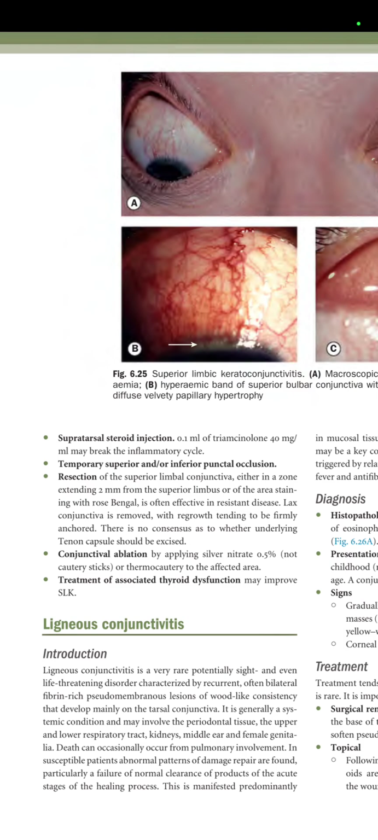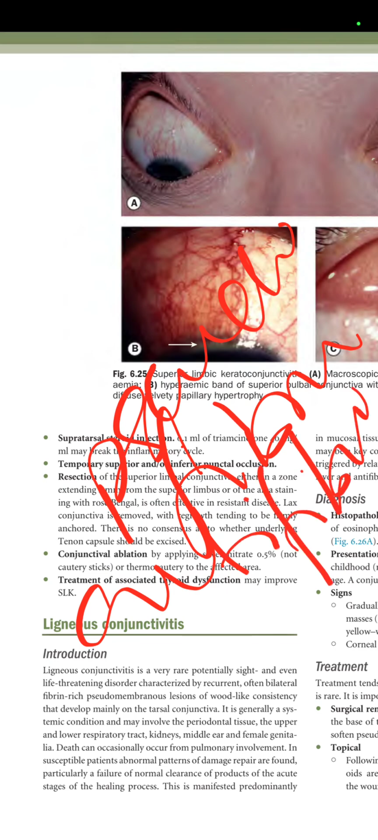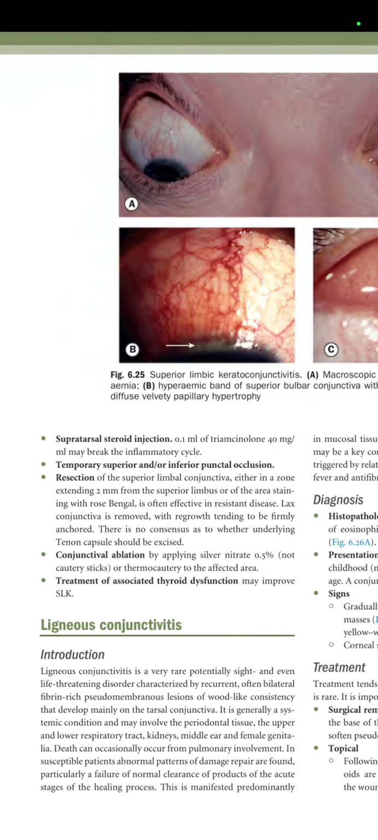Ligneous conjunctivitis is a very rare, potentially sight and even life threatening disorder characterized by recurrent, often bilateral, fibrin rich pseudomembranous lesions of woody consistency that develop mainly on the tarsal conjunctiva. So, there is a pseudomembrane formation of fibrin rich material. We will see why it is fibrin rich: because there is a deficiency of the anti-fibrotic agents in the plasma. It is generally a systemic condition and may involve the periodontal tissue, the upper and lower respiratory tract, kidneys, middle ear, and female genitalia. Death can occasionally occur from pulmonary involvement.